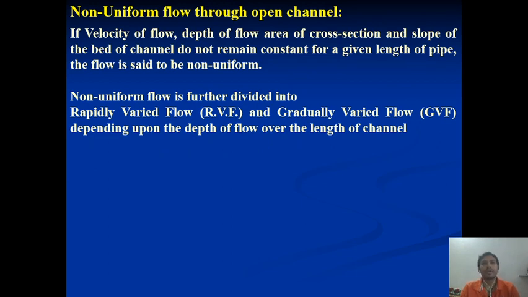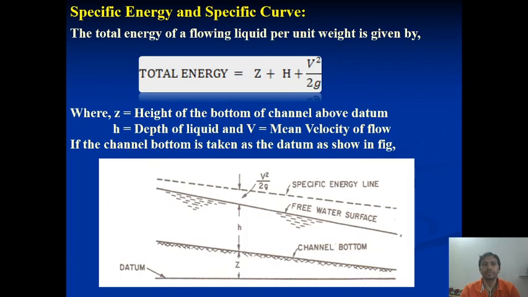Let me define again what non-uniform flow is. If the velocity of the flow and the depth of the flow per cross section of the channel are not constant, or do not remain the same throughout the channel, we consider it a kind of non-uniform flow. Now, we understand non-uniform flow with the help of the specific energy and the specific energy curve.